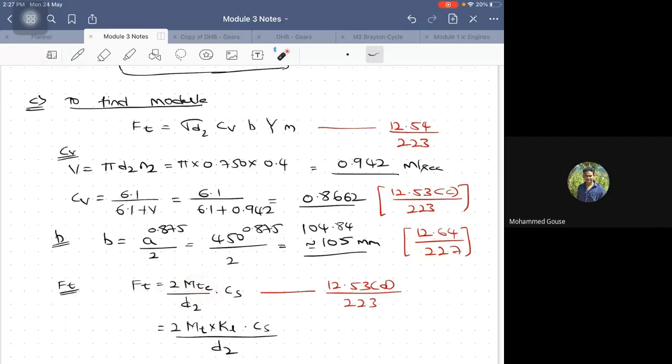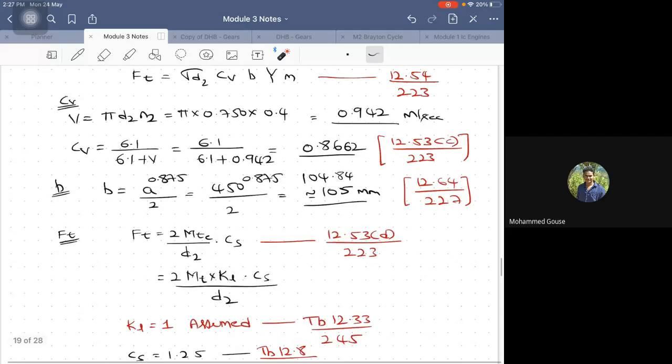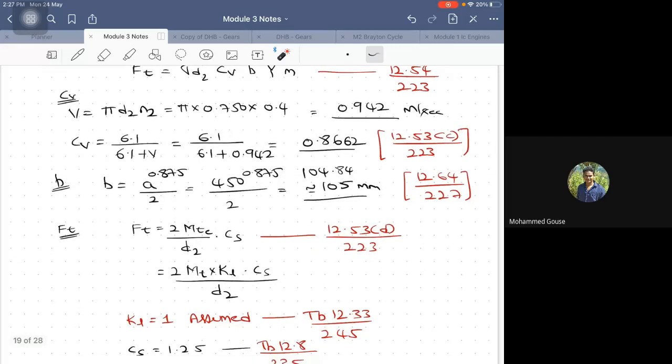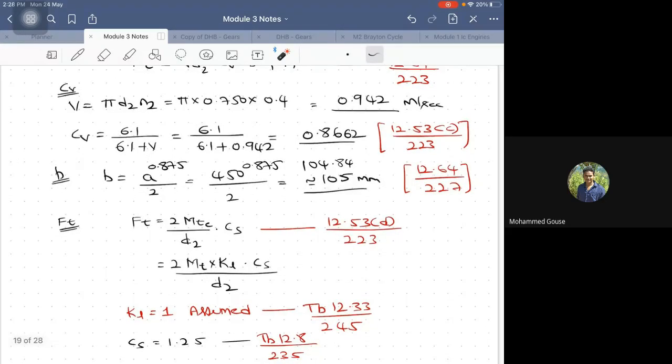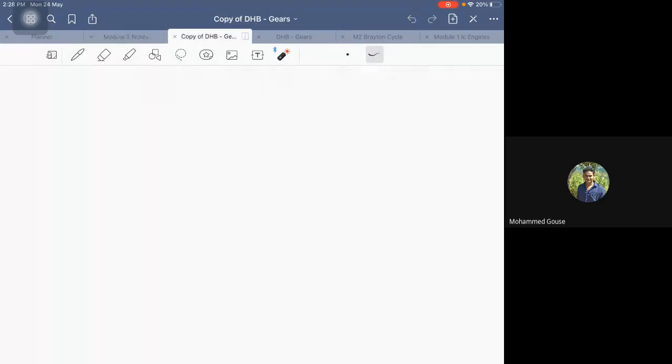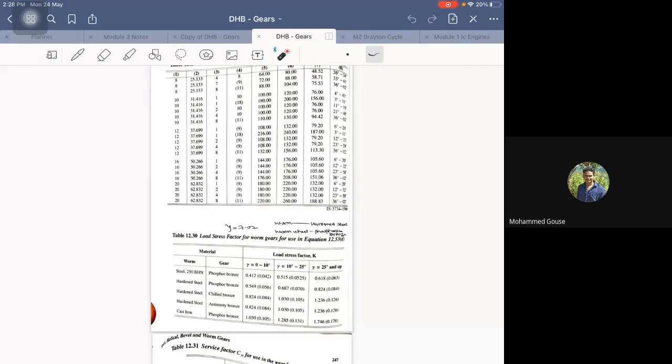Okay. Since nothing has been specified, what is driving what, whether it is used to drive a sugar cane crusher or grinder, nothing has been given. So you can directly assume it as 1 by referring to table number 12.33 to 45. Now, CS you have to take, that is from table number 12.8 to 35.